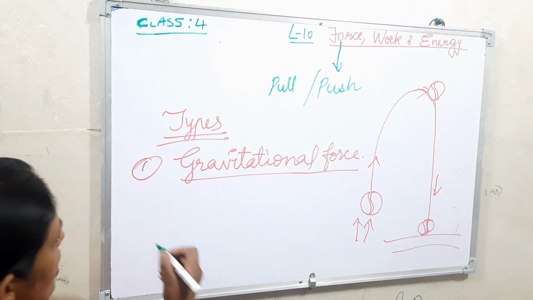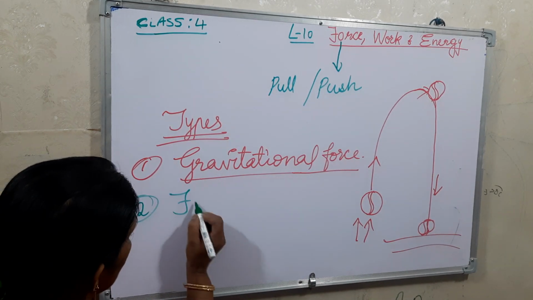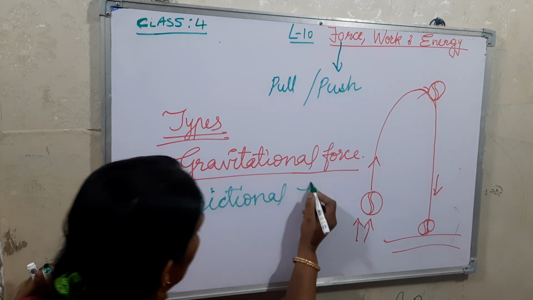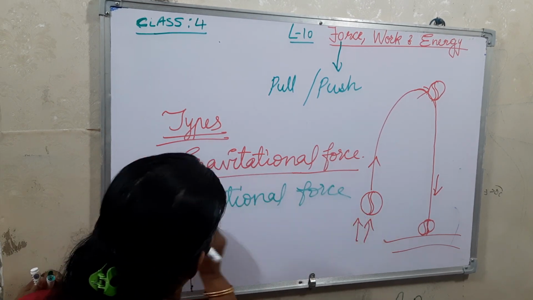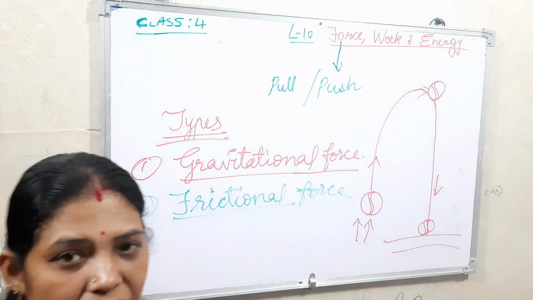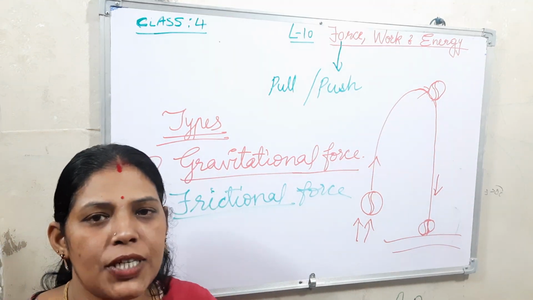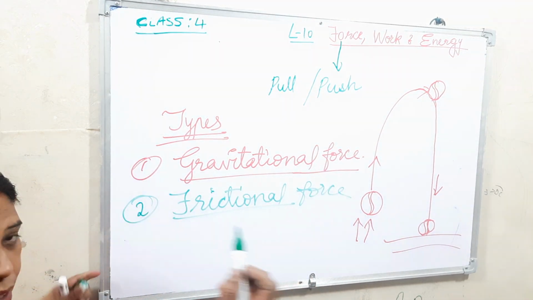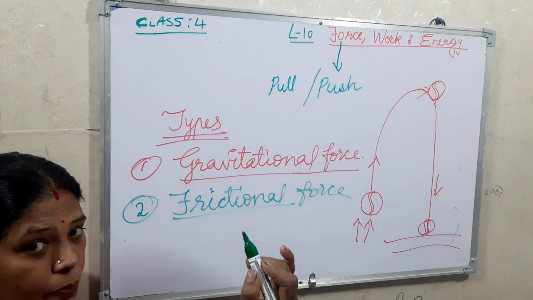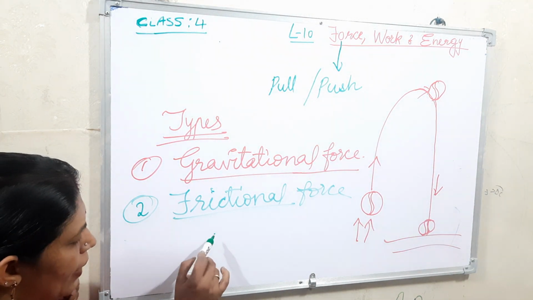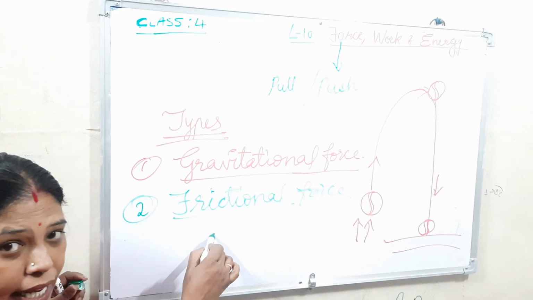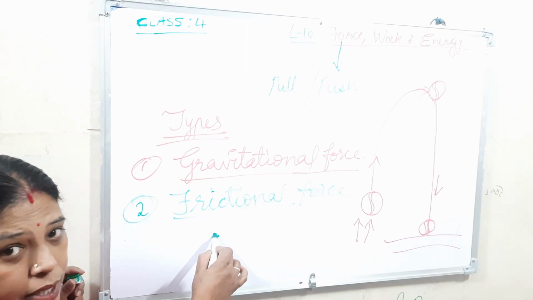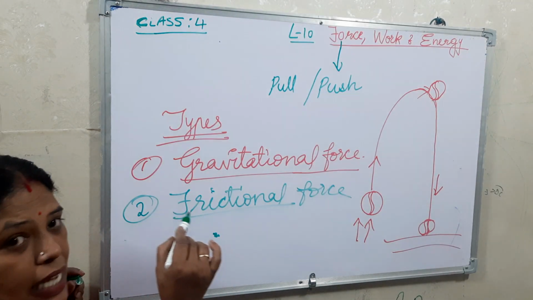Now the next force is frictional force. What is it? Frictional force, or we can say friction. This frictional force is the force that acts when two objects are in contact with each other. Understood? See, now I am writing with this pen on the board. So my pen and this board have a contact. My pen is touching the board, so there is a contact. And because of this force, I can stop it.